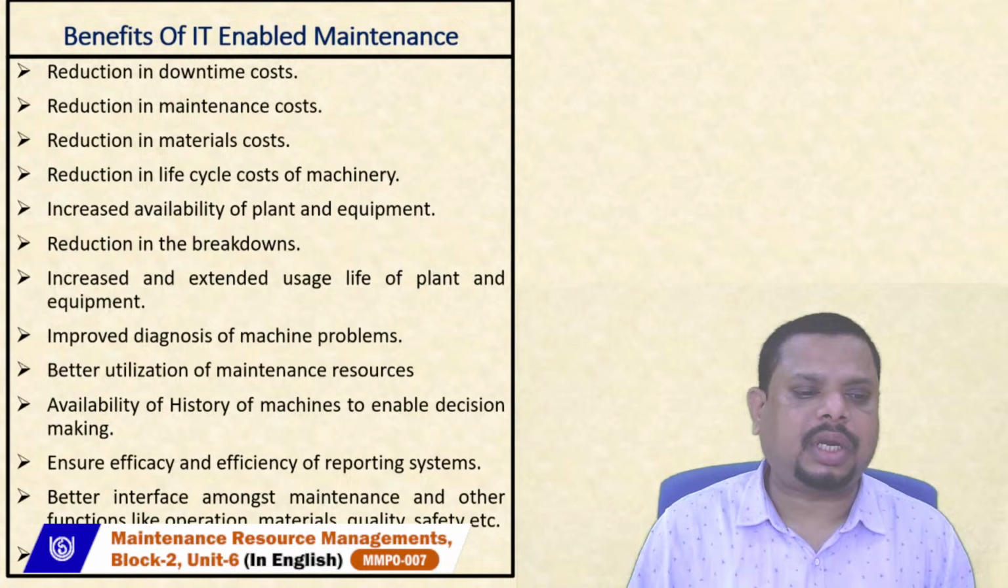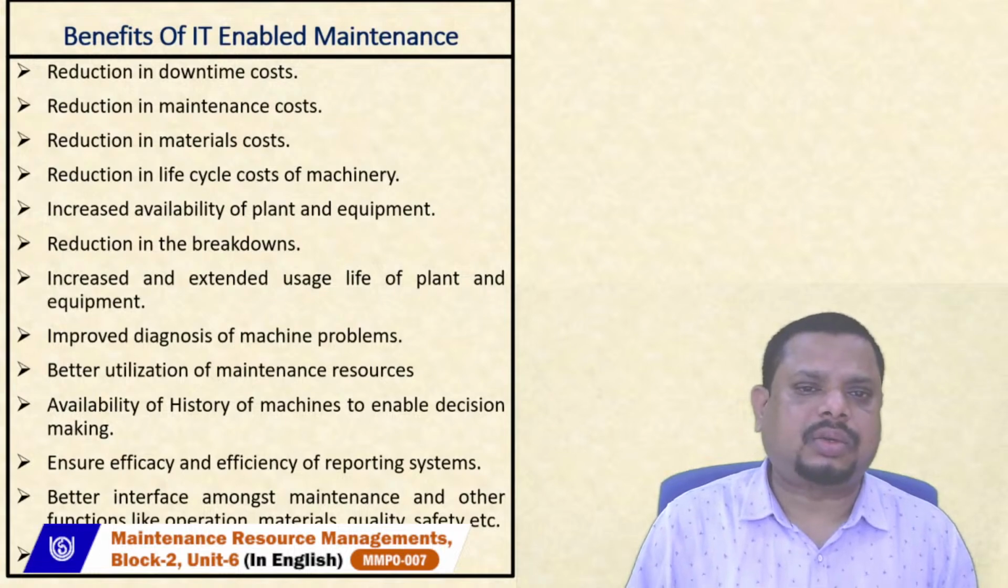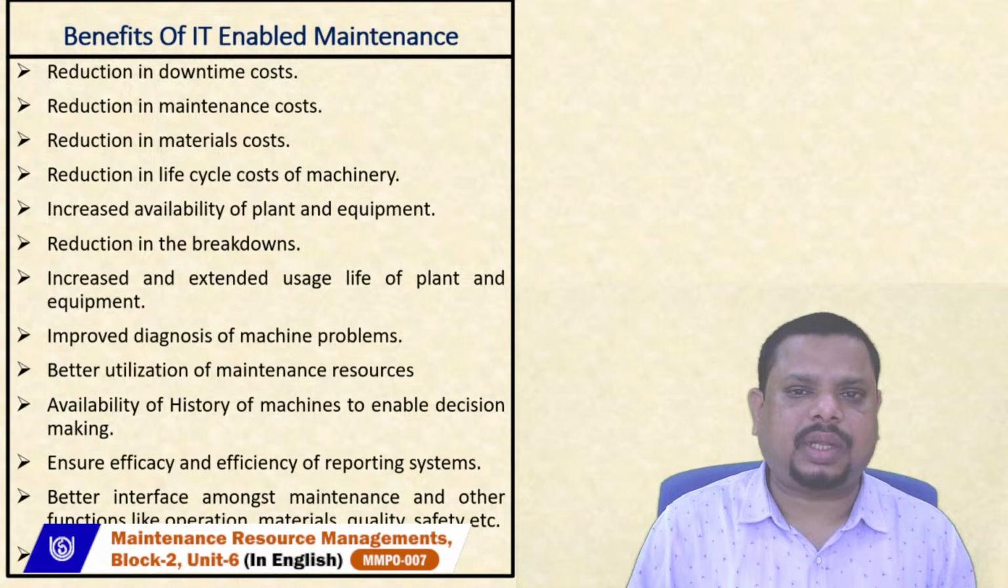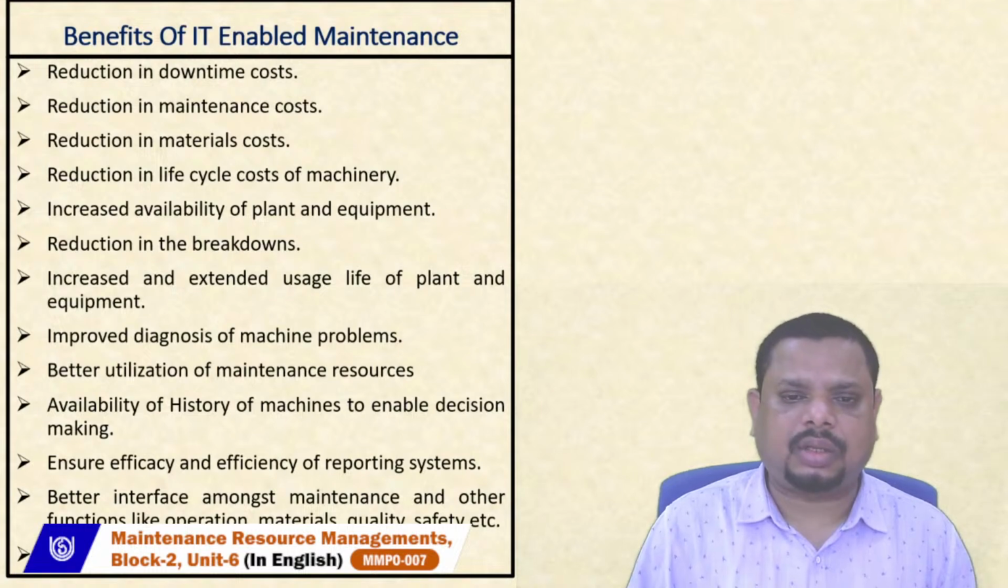The next is the ability to use the history of machines to enable decision making. For example, you have been using a machine for the last 10 years, and the company or the authority wants to replace it. In that case, the middle level of management will take the decision whether to go for replacement or go for repair work. Then ensure the efficiency and efficacy of reporting systems. As far as the organizational structure of the companies or maintenance departments is concerned, they will provide a higher level of efficient reporting systems so that the information is clearly visible from the bottom to top levels.